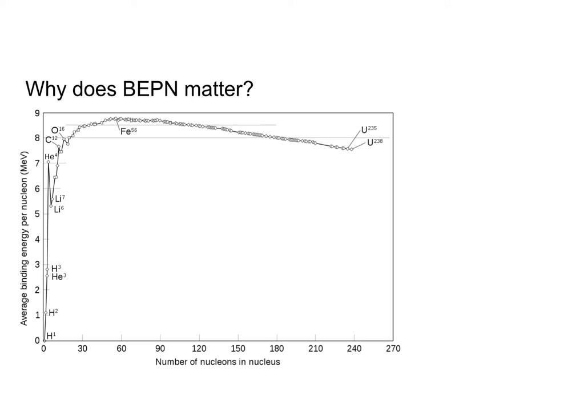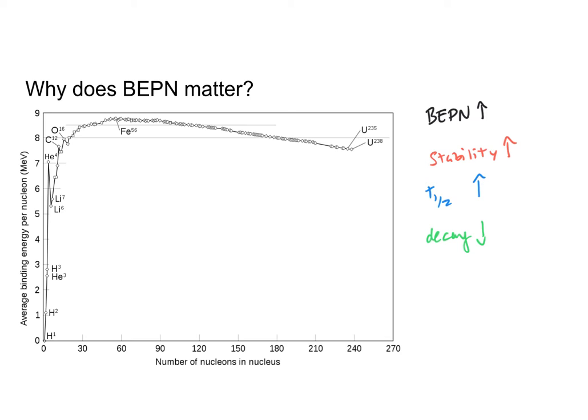So moving forward, let's talk about why binding energy per nucleon matters. Remember when we talked about nuclear decay, I showed you this graph. If you look at this graph, you'll see that we are measuring the number of nucleons versus the average binding energy per nucleon in mega electron volts. So as binding energy per nucleon increases, the stability of our atom also increases. The length of a half-life will increase, and the chance of decay will decrease.